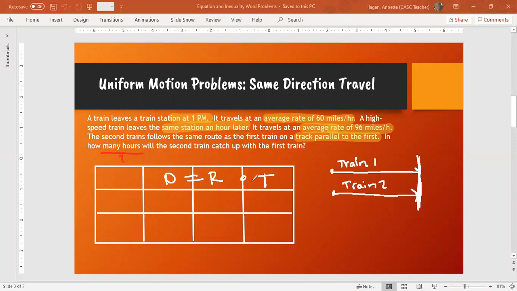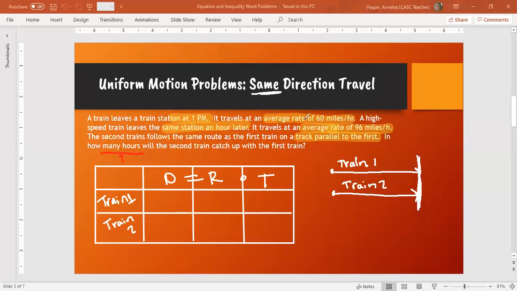So what we want to do is basically here, the distance is the same. They're in the same direction. Our distance is going to be the same. So that's going to play a factor here. So we're going to make our table with train one and train two. And we're going to do distance equals rate times time. So we're going to fill in what we know.